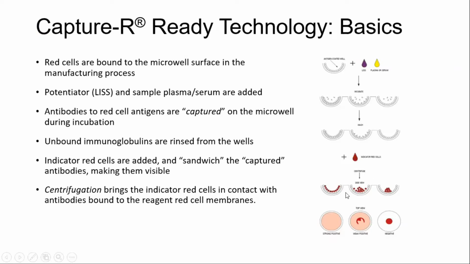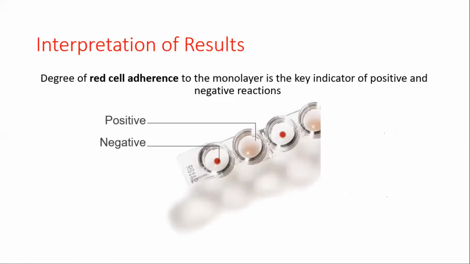Then we add indicator cells. These indicator cells will have IgG antibody bound. So these IgG-coated red cells will go and bind to the antibody which is already bound. Therefore, if there is an antigen antibody reaction happening, the reaction will look like this. If there is no antigen antibody reaction, it will form a pellet or a button.